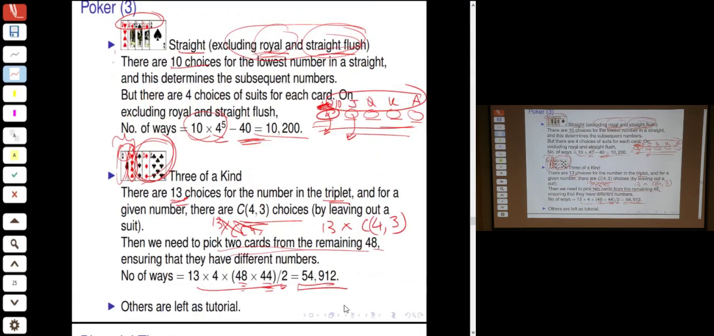Okay. So this is a good point to take a break, and once we are back, we will continue with the binomial theorem.